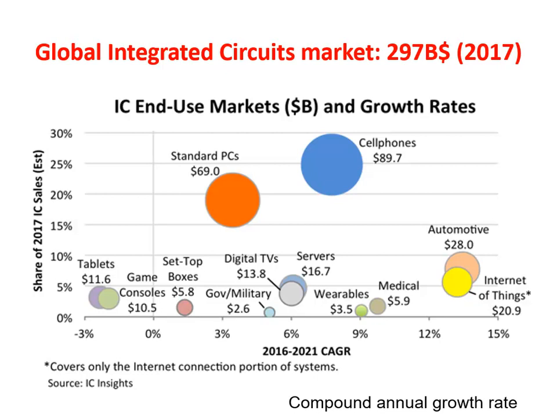This is the share of the total sales in integrated circuits for each application. So, for example, cell phones are close to 25%. Standard PCs are a little less than 20%, and so on. And then on the x-axis, you see the compound annual growth rate, CAGR, which is part based on actual numbers, part prediction, in the years 2016-2021. So from 2 years ago to the next 3 years.